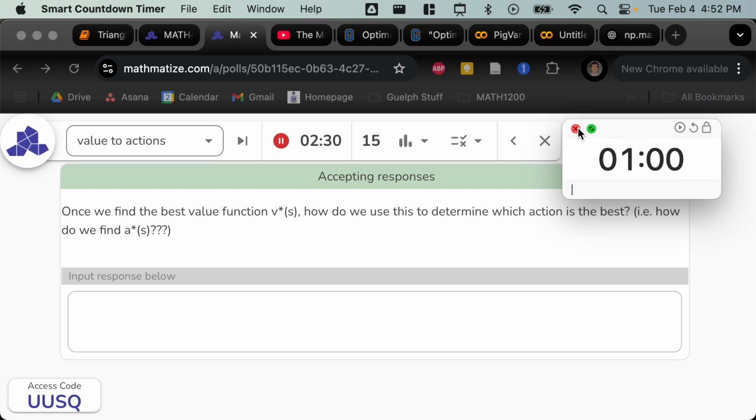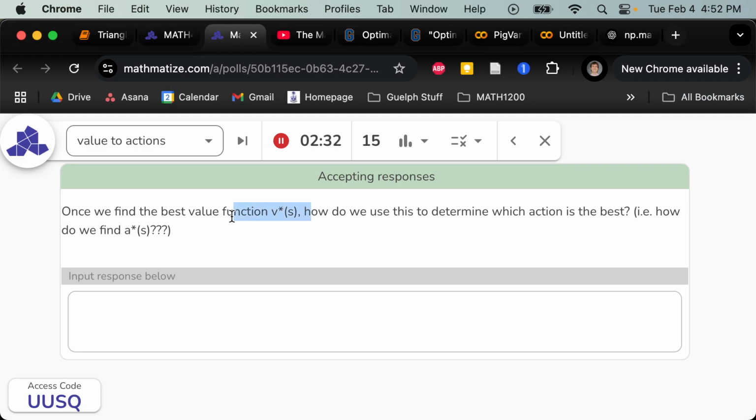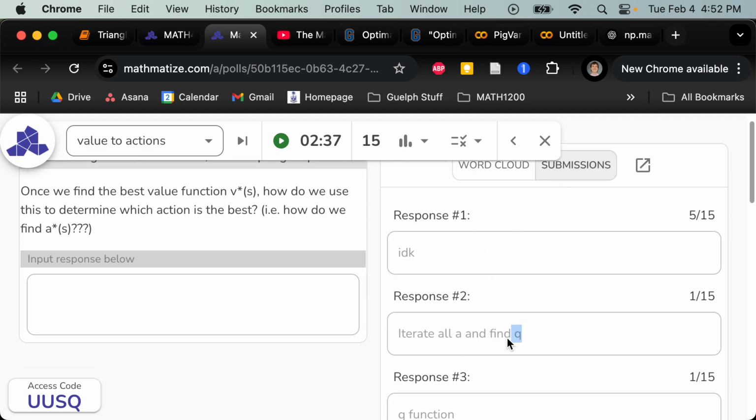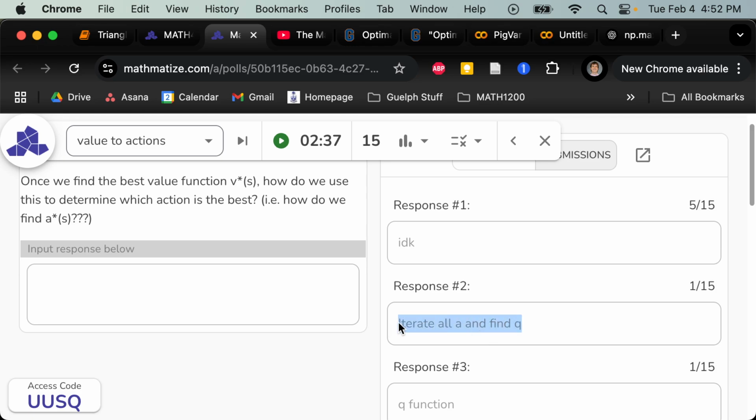Okay, so we know V star. How do we use V star to find A star? That's the question. And people said, iterate over all A and find Q. Oh, that's a nice way to do it. This would work. I wasn't going to do it this way, but yeah.